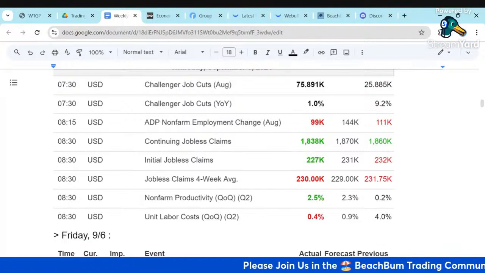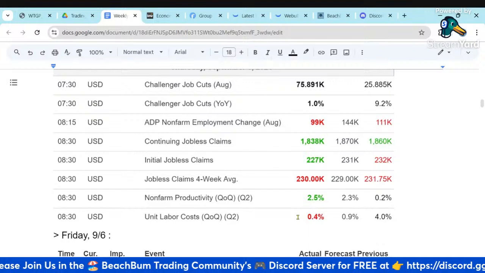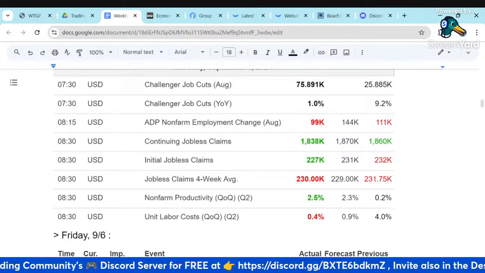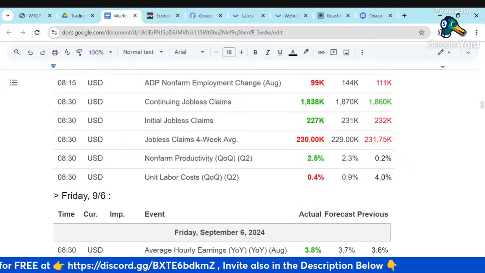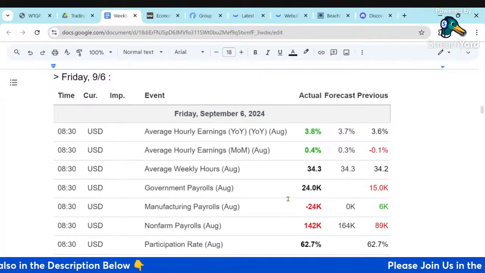The 4-week average is pretty stable, so again, it looks like the labor market is softening up a little bit, but not dramatic. Productivity went up, so that's a positive. Unit labor costs went up, but less than expected. So no concern about a wage price inflation spiral.